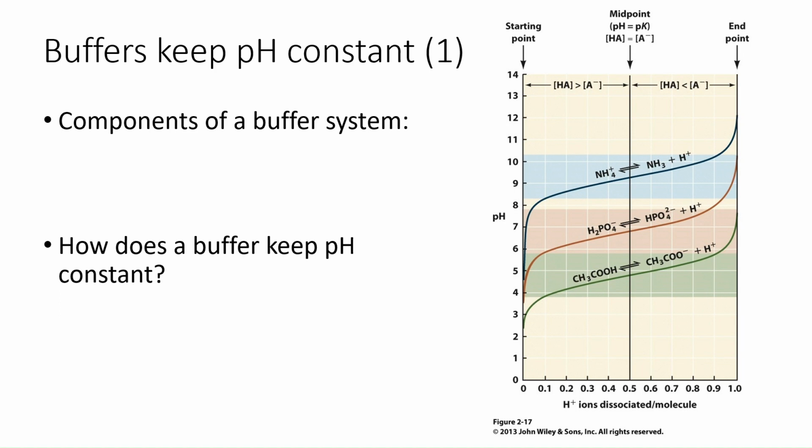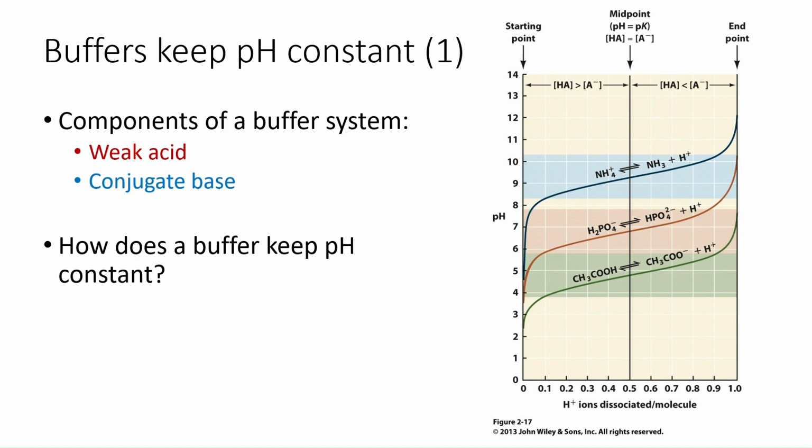So there are several important buffers or buffer systems biologically that help to keep that particular compartment or area at the particular pH that it needs to be to function. So what are the components of a buffer system?